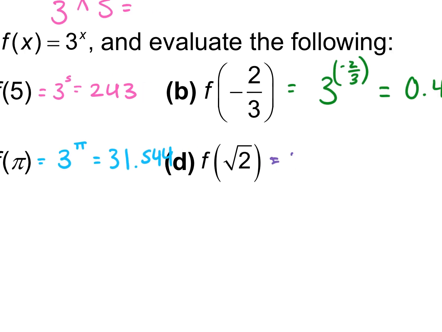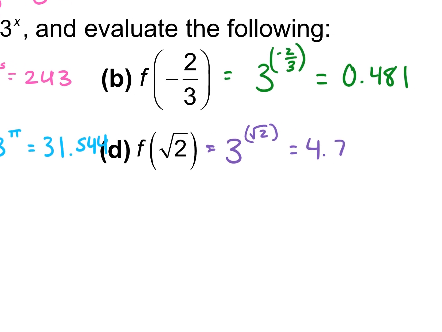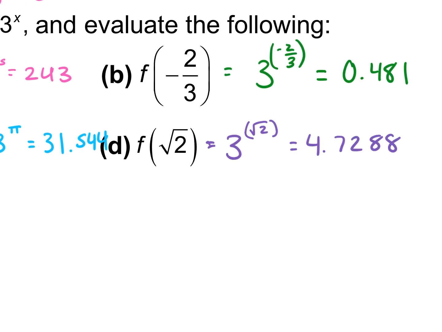And then lastly, we have 3 to the power of square root 2. I'm going to put this in the calculator in parentheses just to make sure that my calculator is doing the math right. So 3 to the power of square root 2 would be 4.7288. So we look at the 4th digit to tell us what we round the 3rd one to. So it would round up to 4.729.